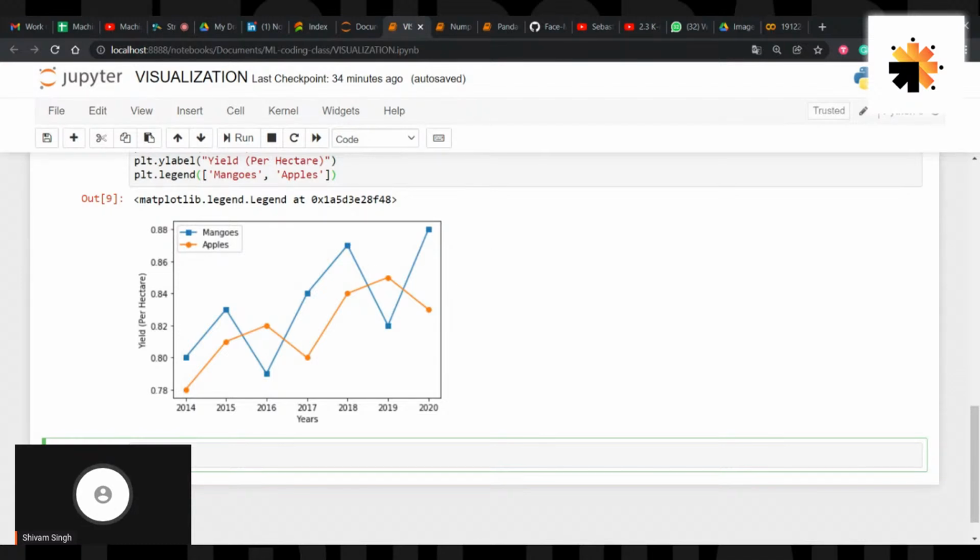This is a graph for mangoes and this is a graph for apples, and now I can write down my decision, whatever analysis I am having, by making a markdown. And here I can make a comparative analysis. I can do the comparison of where the yield is high, or maybe where the yield is low. So I can make that comparison between mangoes and apples. Okay, fine. These things are possible.